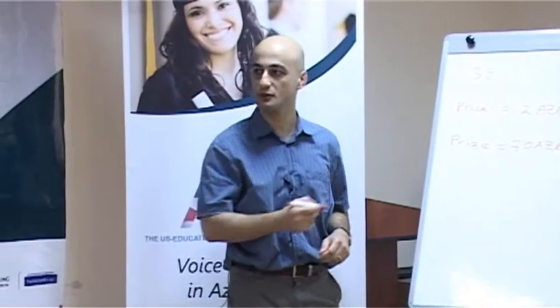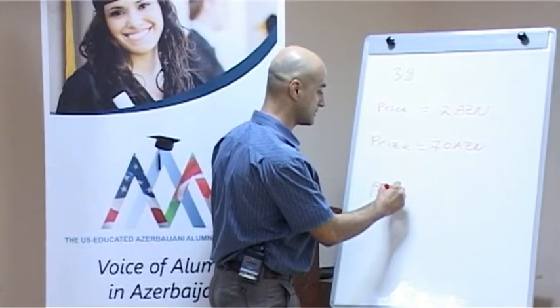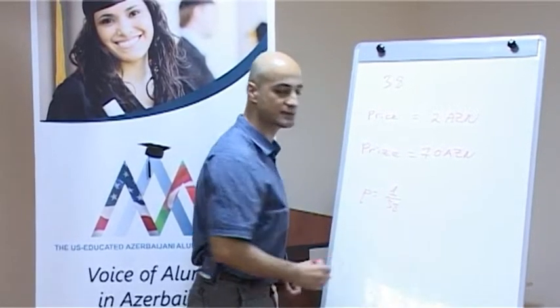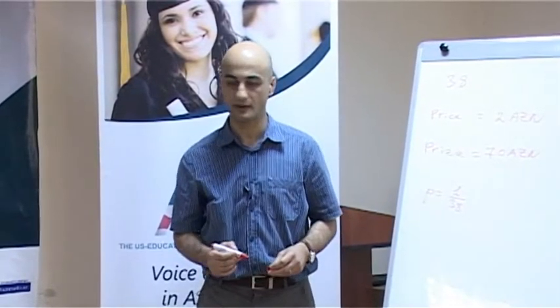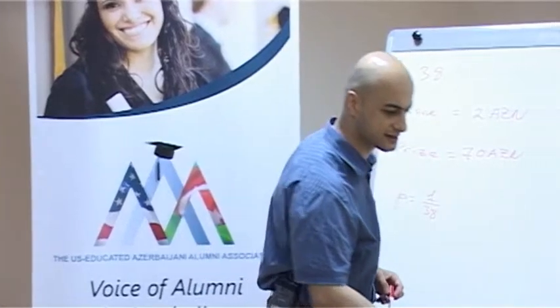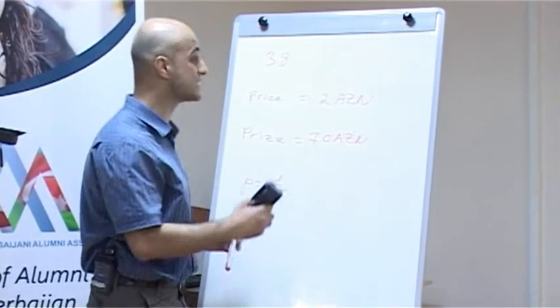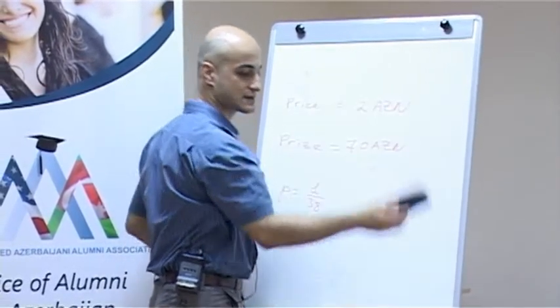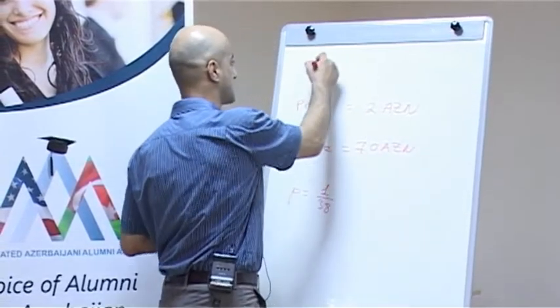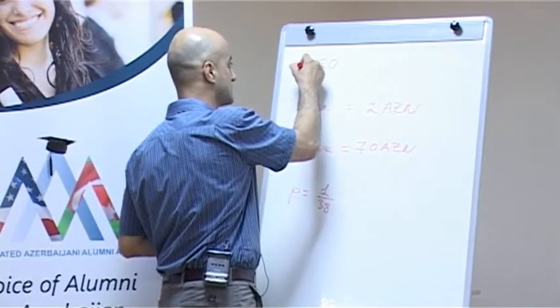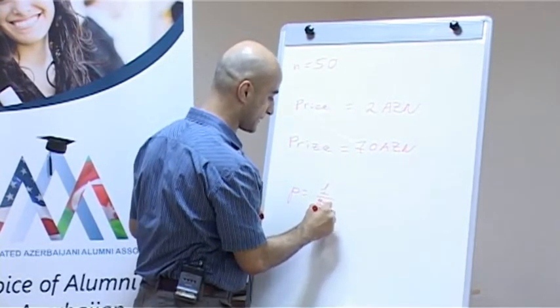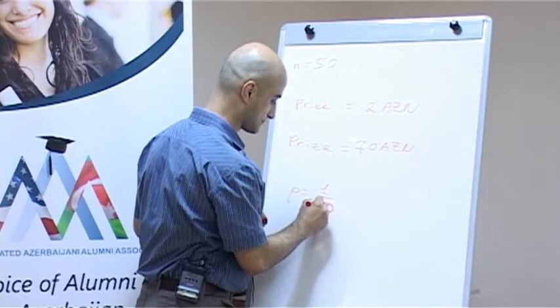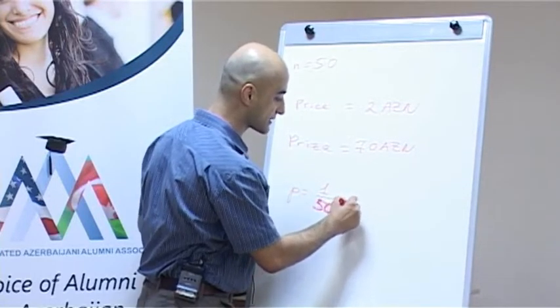The probability that you will win is going to be 1/38. 1 out of 38. And actually, to make the calculations easy, I'll make this like 50 students. So that would be 1/50, or 2%. Okay? So this is the probability that you will win.